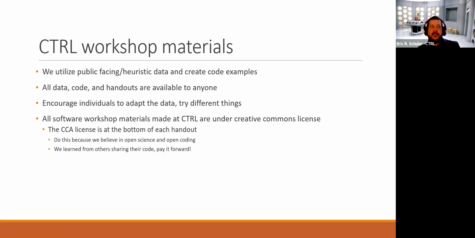So CTRL workshop materials. We use public-facing data sets or heuristics and create example codes. All the code handouts are available to anyone, and we always encourage individuals to take that data and try different things with it, try some different types of analyses, explore and get the feel for the software. All the workshop materials that we have are under Creative Commons licenses. That's at the bottom of each of the different handouts. Because we believe in open science and open coding, we want people to be able to learn from this, adapt it, and really pay it forward.